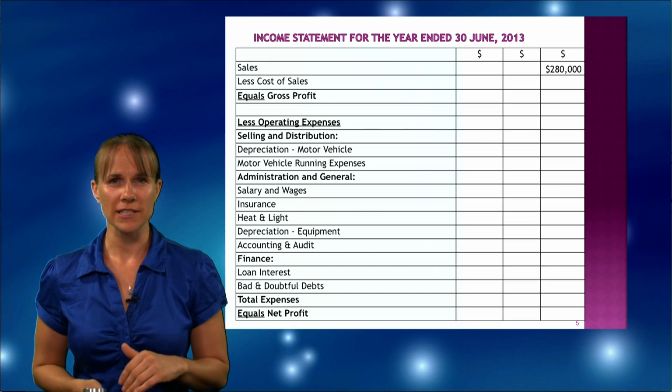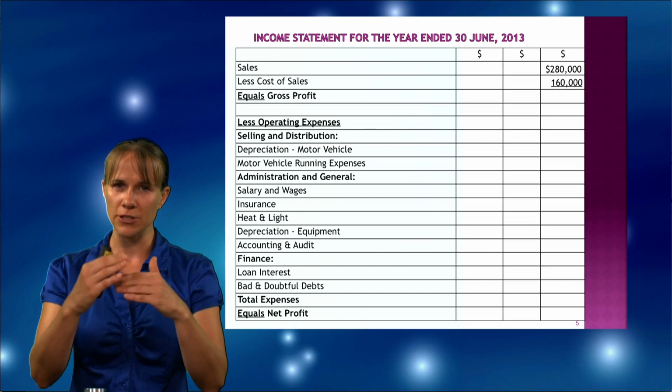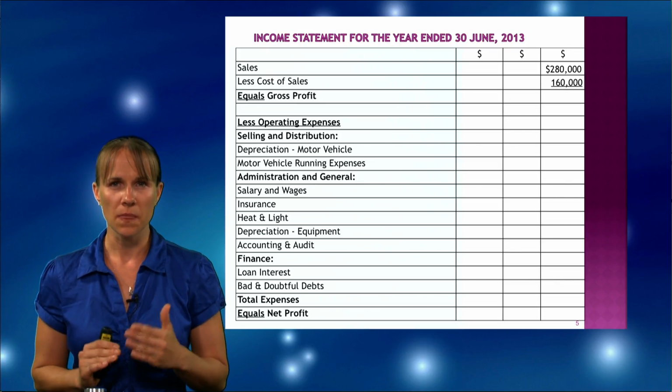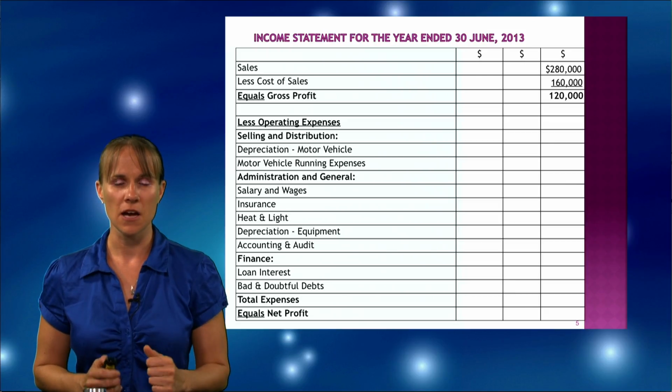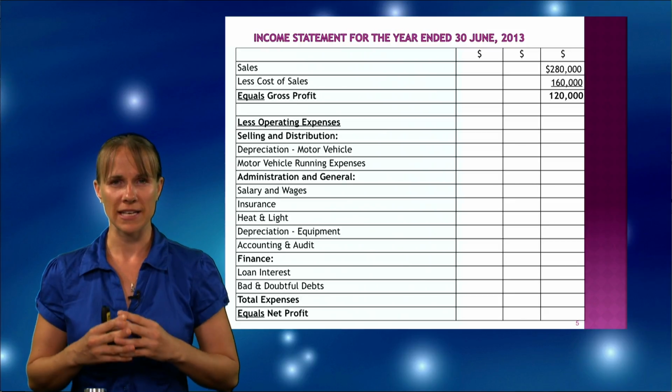We then want to subtract our cost of sales because we're working with a retail firm. So there's like an extra little profit step in here. So sales less cost of sales equals gross profit of $120,000. Then we go on and subtract off our remaining operating expenses.